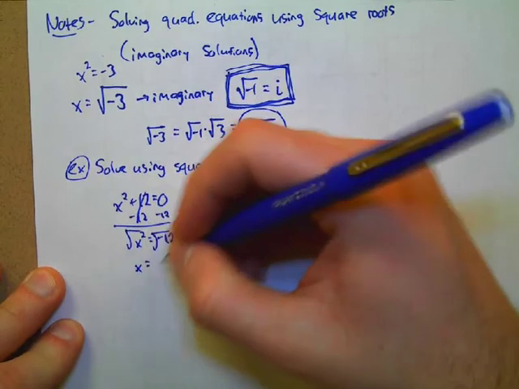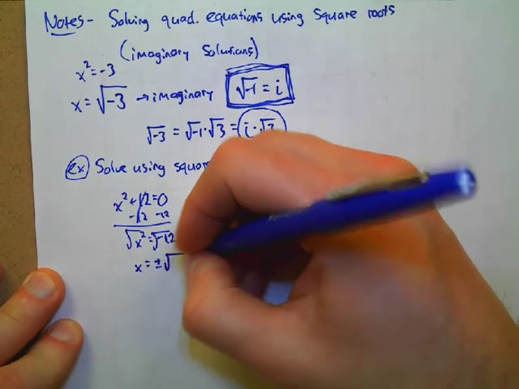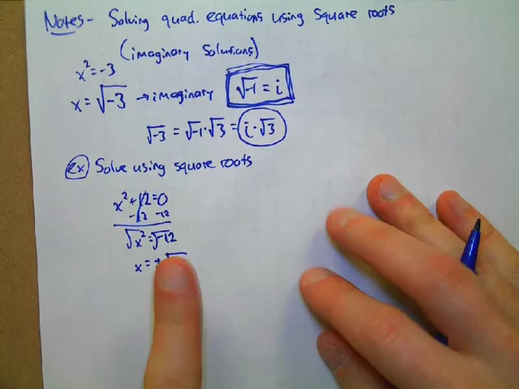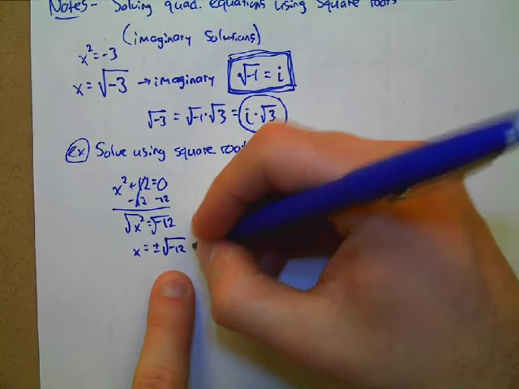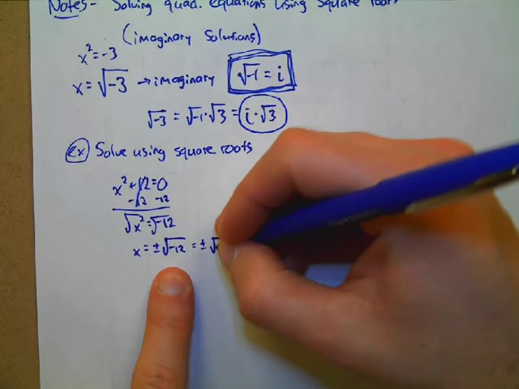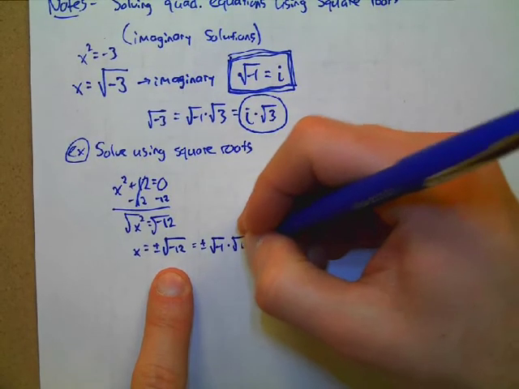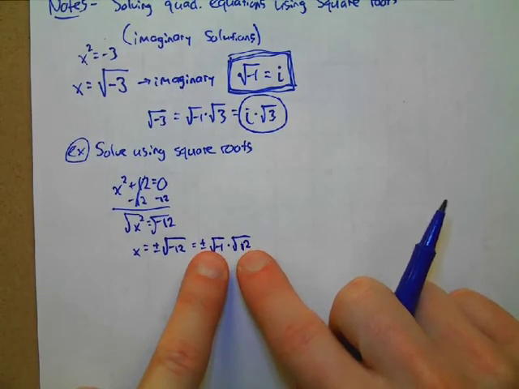Now, again, we're in an equation, so I'll put a plus or minus in front there, and then I have the square root of negative 12. Since we're taking the square root of a negative number, we're going to rewrite this as plus or minus still, the square root of negative 1 times the square root of 12. So again, we pull apart the negative part and the positive part there.